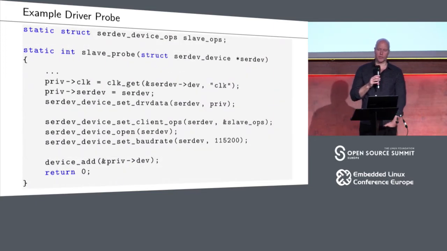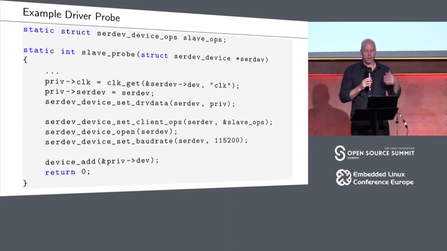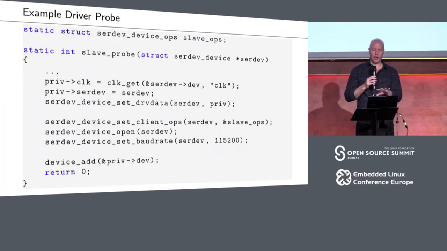A probe function would typically look something like this. You'd allocate your private data as usual. You now have access to a firmware description, which means that you can use calls like clock get to go out and look up a clock resource or access the OF node directly. You'd store a pointer in your private data to the serial device that you can use in your class device callbacks and set the driver data to this private data.